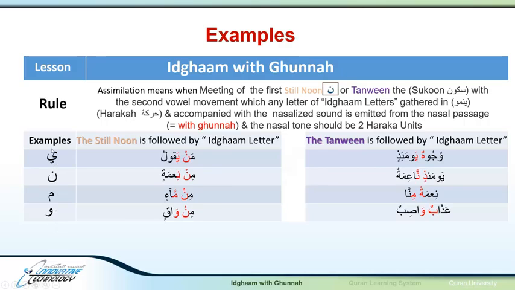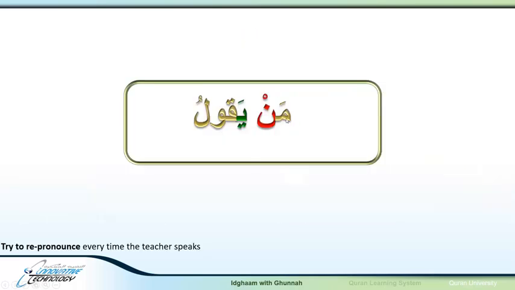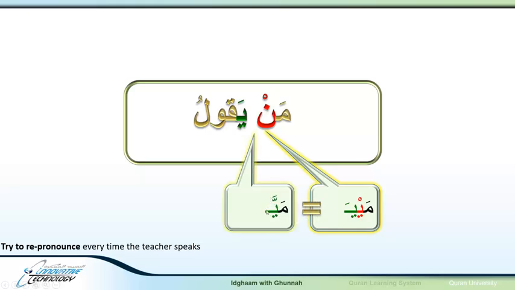And examples will be related to the four idgham with ghunnah letters for the noon sakin and tanween, which is the ya, noon, mim and waw. We'll start with the first one, man yaqul. There is a noon sakina in red here with sukun, and there is a ya with fatha. So to pronounce them independently, it will be man yaqul. If we take the idgham, it will sound like may ya, may ya. So there is a ya with shadda, and the noon has disappeared.